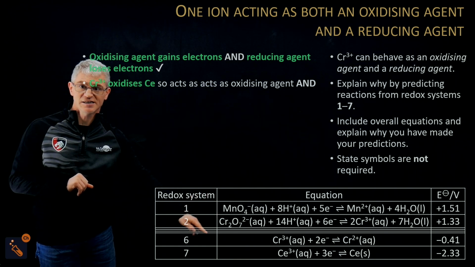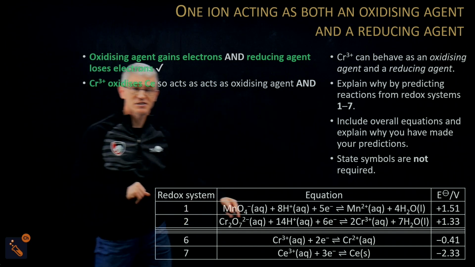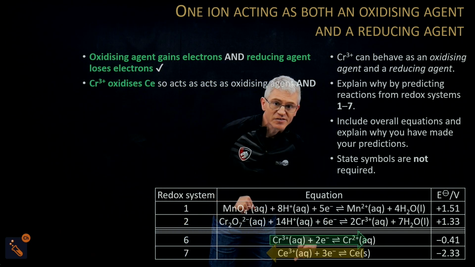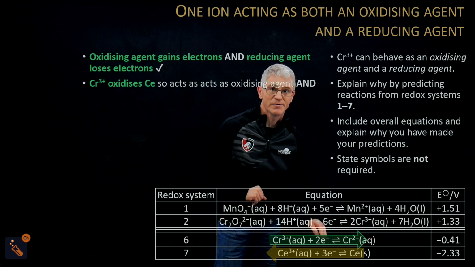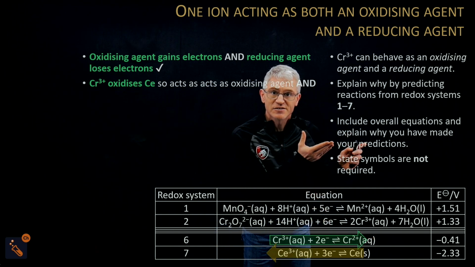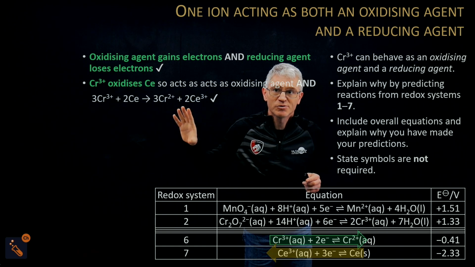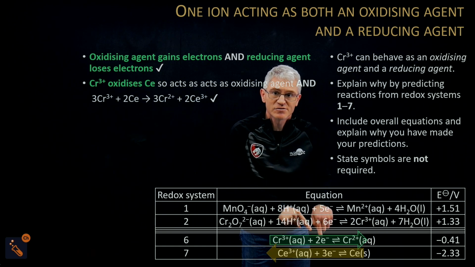You can see it down here. The Ce is oxidized, so the equilibrium is going that way for the Ce, and it's going this way for the chromium. Then, after we've done that, it says overall equations as well. So let's put an overall equation. We just balance the electrons, 2 and 3.